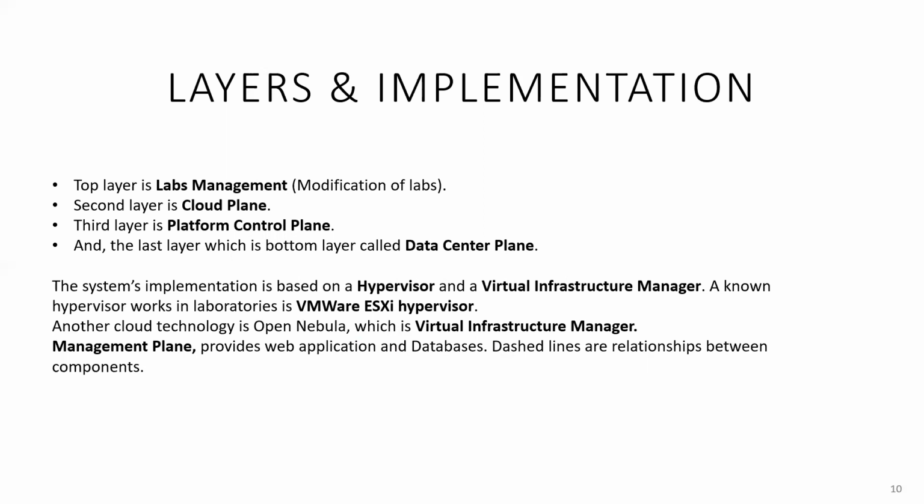Then we have the second layer. What is the second layer? The second layer is the cloud plane, which provides the templates that may be used to create laboratories, and then templates may be reused at any time. Now the third layer is the platform control plane, which provides platform level services that offer the running environment for laboratories, cloud computing, and networking services. These are included in the platform control plane.